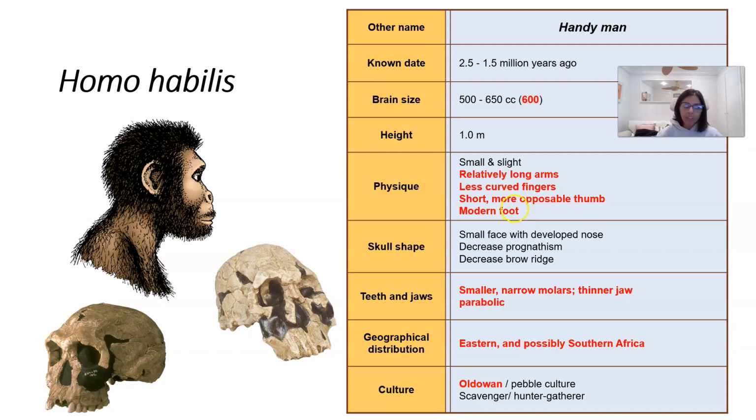Other notable shifts in Homo habilis were that the jaw was becoming more parabolic rather than U-shaped. It was less robust, and we started to see smaller, narrow molar teeth. So this suggests that something is changing with the diet.